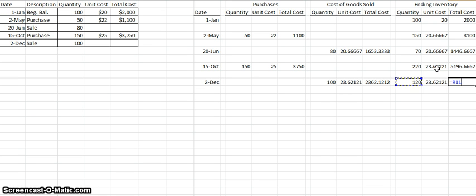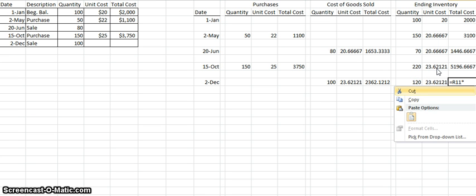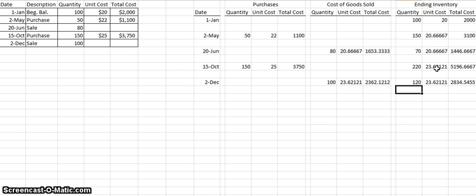So now we have, for ending inventory, a cost of $2,834.55 approximately. Again, total cost of goods sold for each sale is listed here. We would add those together to get total cost of goods sold for the year. Ending inventory on your balance sheet should be 120 units at this unit cost for a total of, again, $2,834.55 if we're rounding. And that's average cost.